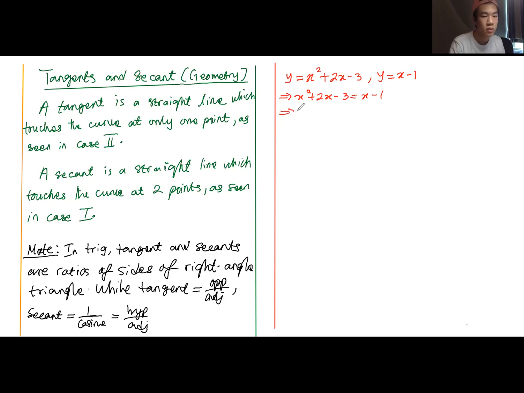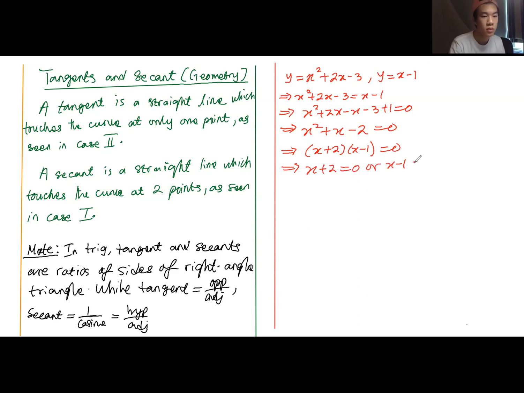After equating, we get this monic equation. We can see the factors easily, 2 and 1, so that will be plus 2 and minus 1. So either x plus 2 is equal to 0, or x minus 1 is equal to 0. So x is equal to negative 2, or x is equal to 1. Those are the two values of x that satisfy this equation.